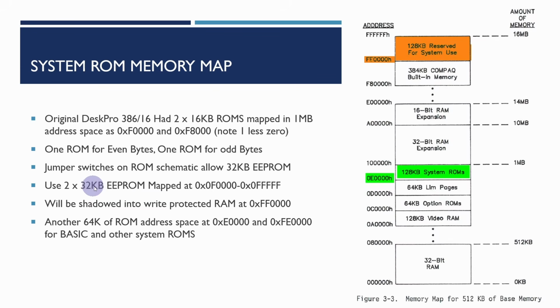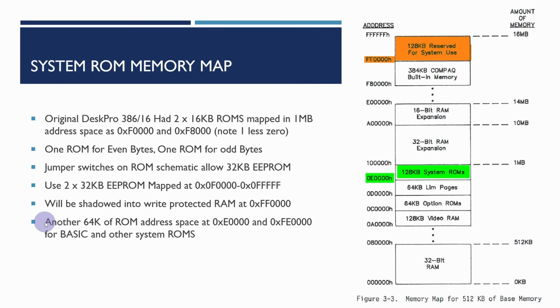That gives us 64K of ROM. And this is going to be mapped from F0000 to FFFFF. So this is the top of the 1 megabyte address space. And it will be shadowed into write protected RAM when we've done the 32-bit card, and that will be at FF0000. So this is the top of the 16 megabyte address range.